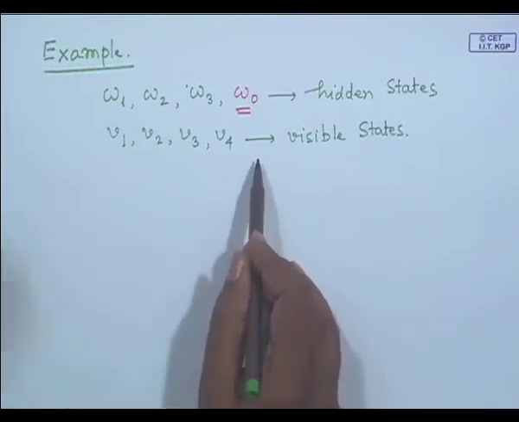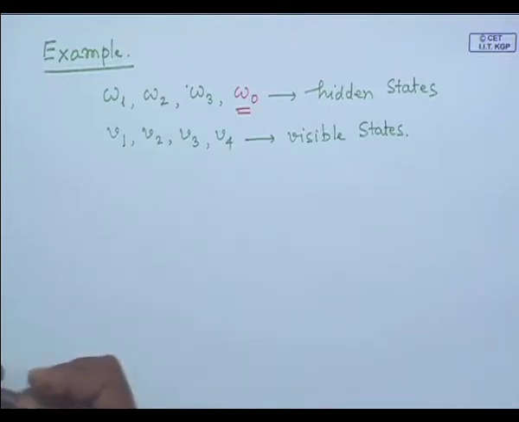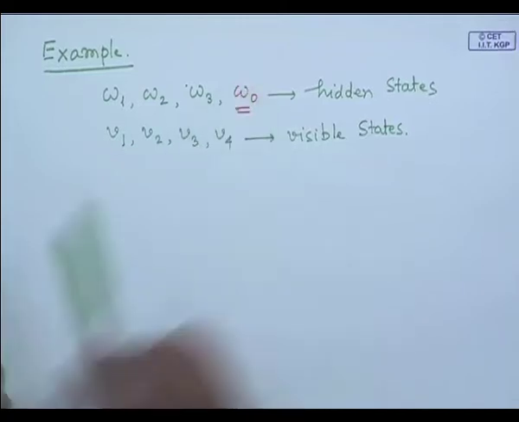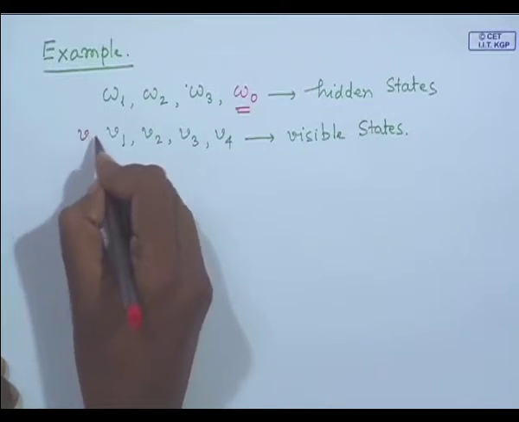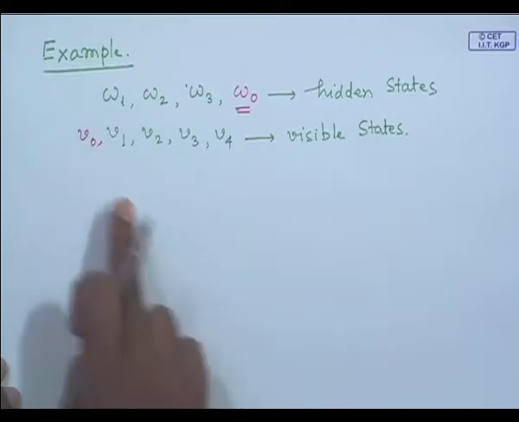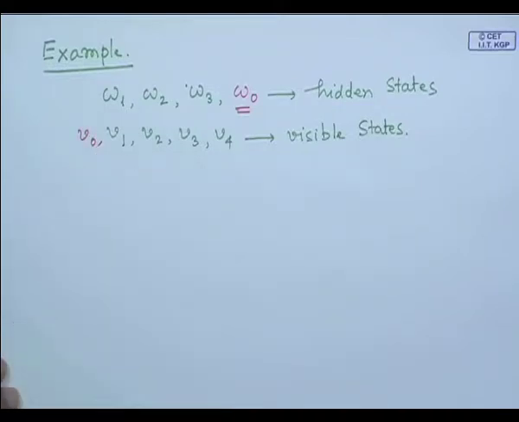And in addition to these visible states, we also said that when the machine is in hidden state omega 0, which is the final state or absorbing state, in that state the machine emits only one visible state. Okay. So, that particular visible state, let us say that it is V 0. So, these are the visible states that I have: V 0, V 1, V 2, V 3 and V 4.